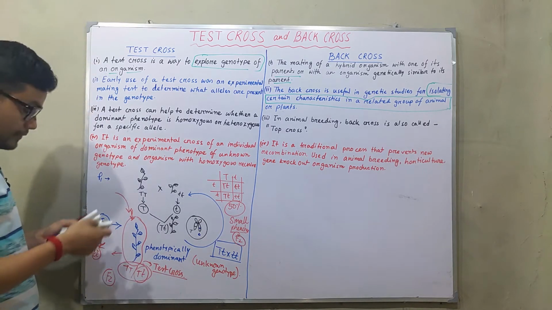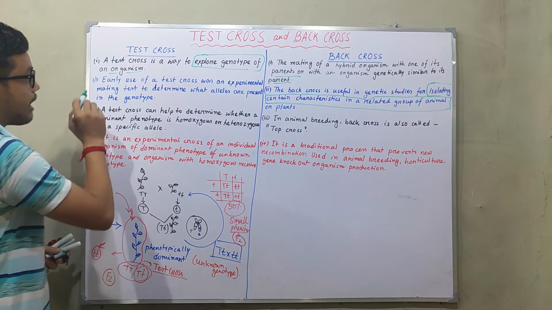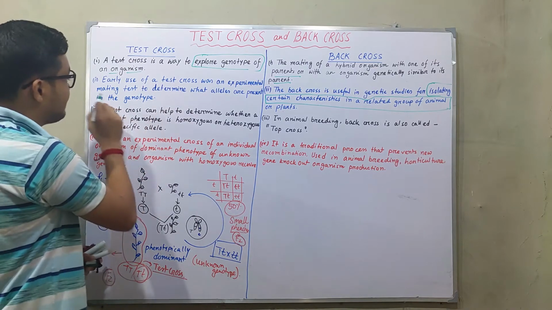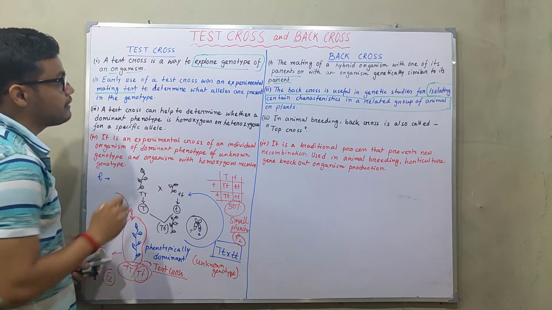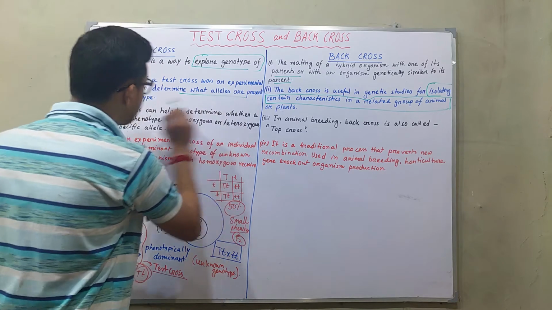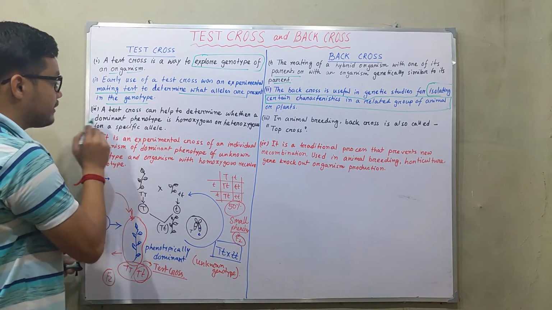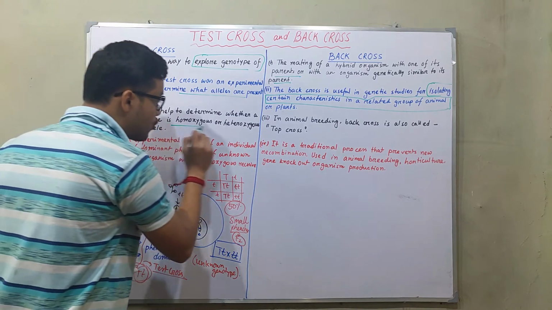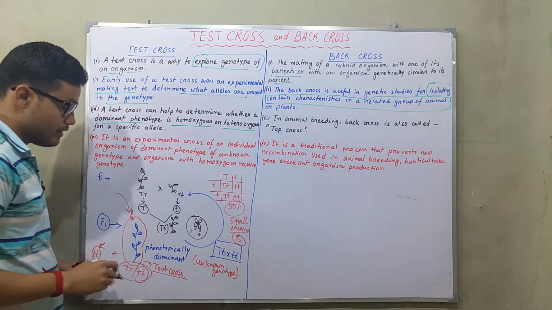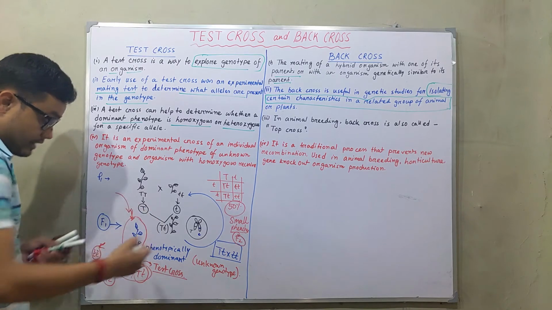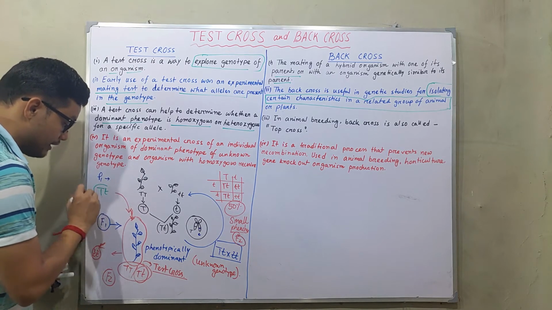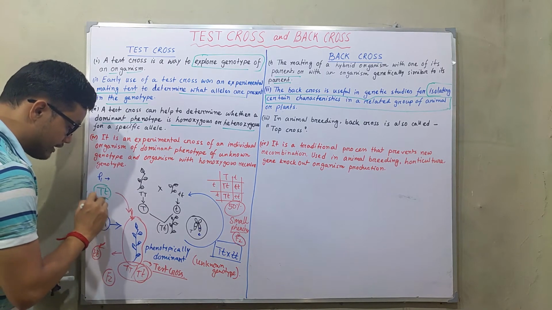Okay, so basically where it is stated that an early use of this test was an experimental mating. So this is an experimental mating to determine what alleles are present in the genotype, and a test cross can help to determine whether a dominant phenotype is homozygous or heterozygous. So if this is heterozygous, this should be capital T small t. If this is homozygous, this should be capital T capital T.